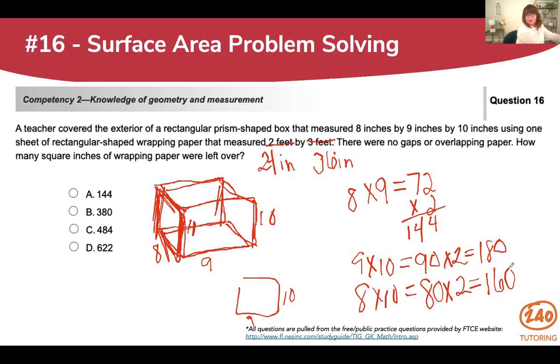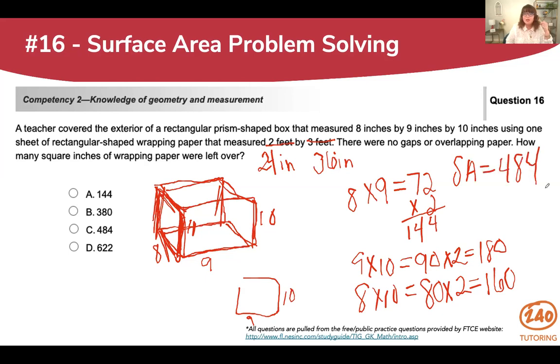Now, math got a little bit harder. I don't want to sit there and add all that up. I'm going to pull out my calculator. 144 plus 180 plus 160. And I get 484. So that surface area of that prism is 484.